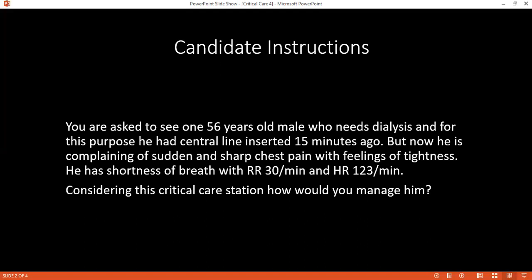This should be managed by emergency urgent needle thoracostomy at the second intercostal space at the mid-clavicular line. After that, I will assess the patient and do a follow-up X-ray. Then, if needed, tube thoracostomy can be done.